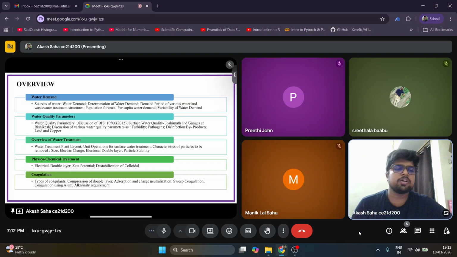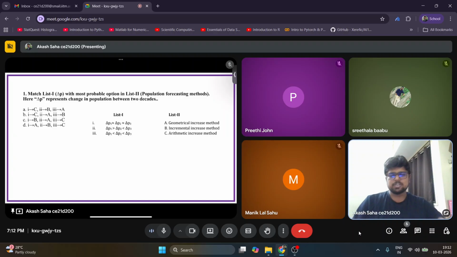Then we looked into physico-chemical treatment, starting with coagulation. What are the different types of coagulants? What do we mean by double layer suppression, adsorption, and charge neutralization, and various other mechanisms of coagulants? Today we'll be focusing on the MCQs related to only these concepts. So let us now quickly move on to the first problem.